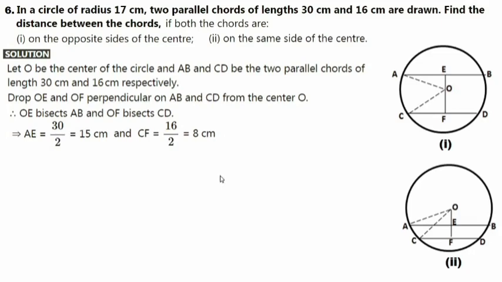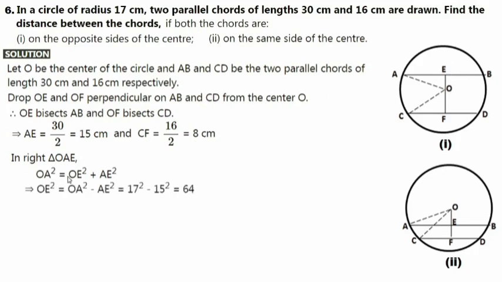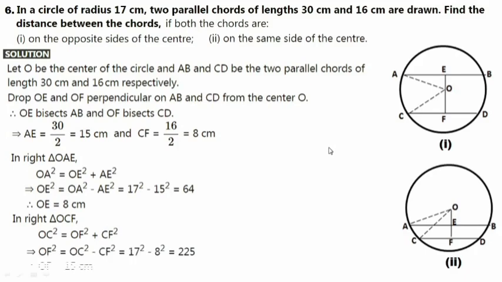So if you look at this triangle OAE, here the hypotenuse is OA, so if you apply the Pythagoras theorem, it becomes OA square equals OE square plus AE square. We know OA, it is the radius. We know AE. Do we know OE? We don't know, so we'll calculate OE from here. It turns out to be 8 centimeter. Similarly, from this triangle, we'll find OF. OF turns out to be 15 centimeter. It's very simple, right?